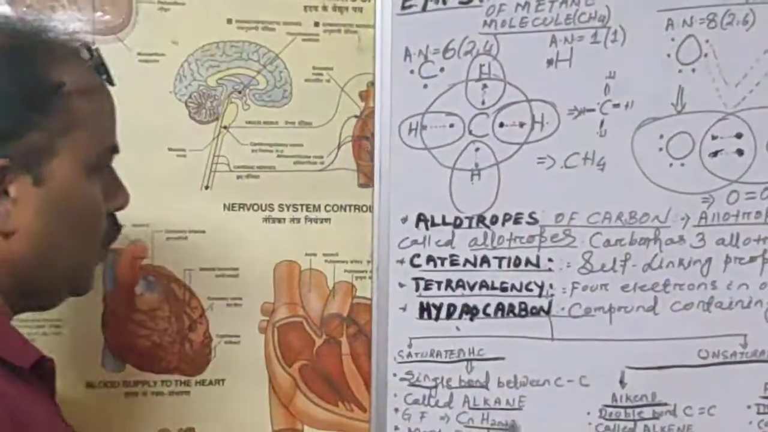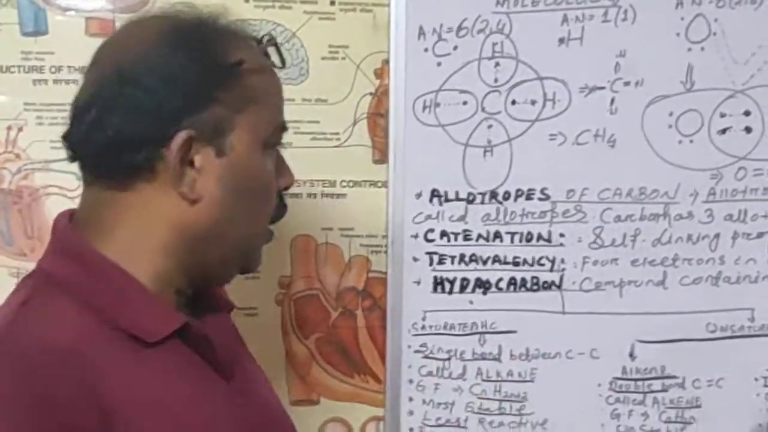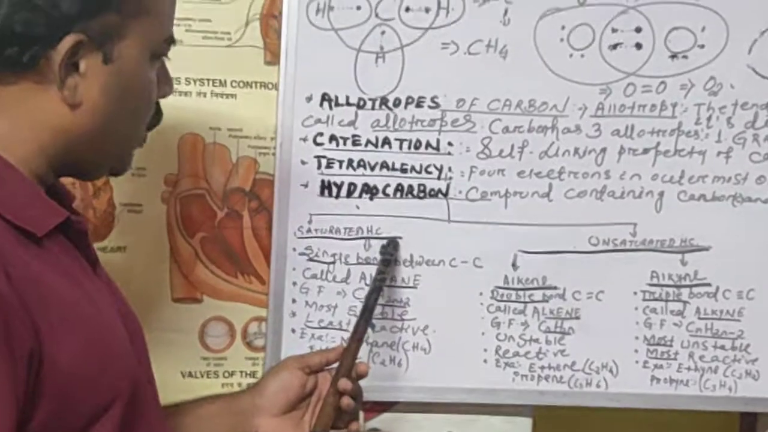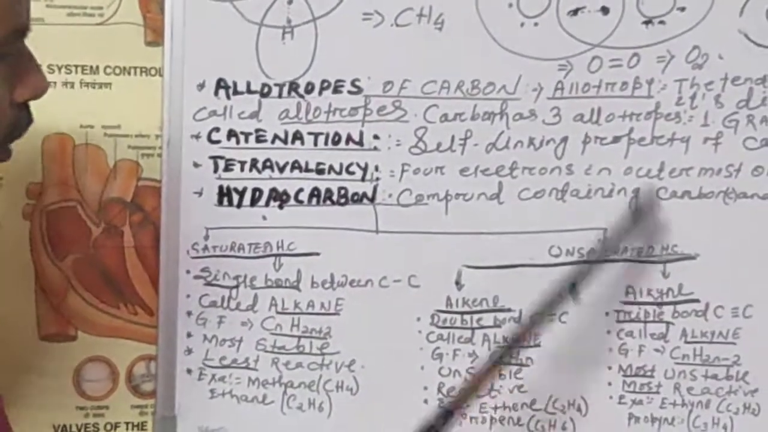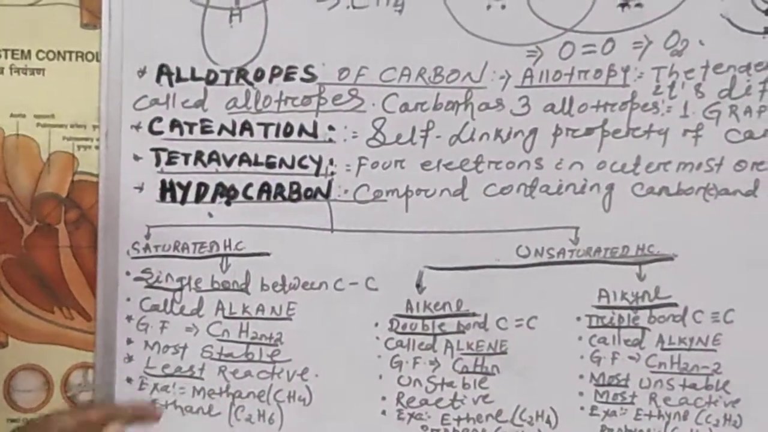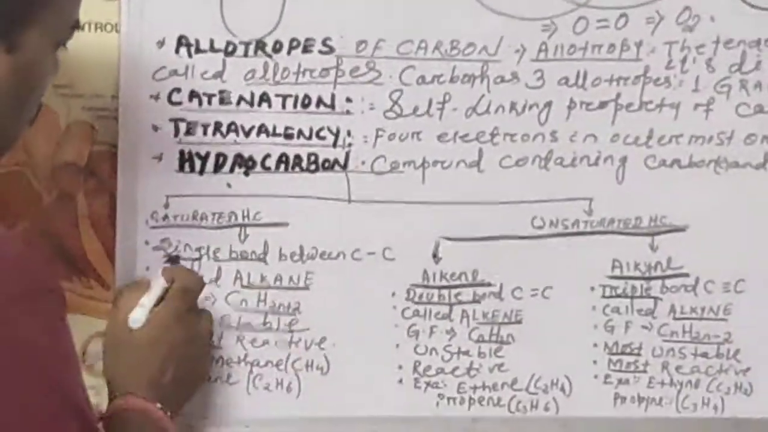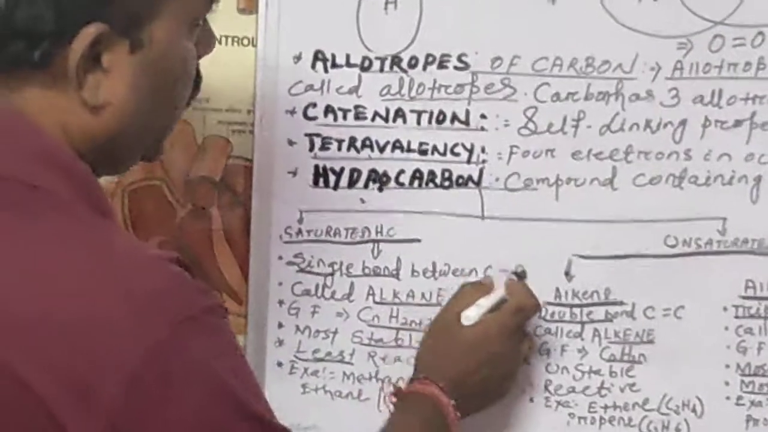Okay. Next, we'll see the classification of hydrocarbons. Hydrocarbons are divided into two types. One is known as saturated hydrocarbon, another is known as unsaturated hydrocarbon. What is a saturated hydrocarbon? The saturated hydrocarbon is one in which only single bonds are seen between carbon and carbon atoms.